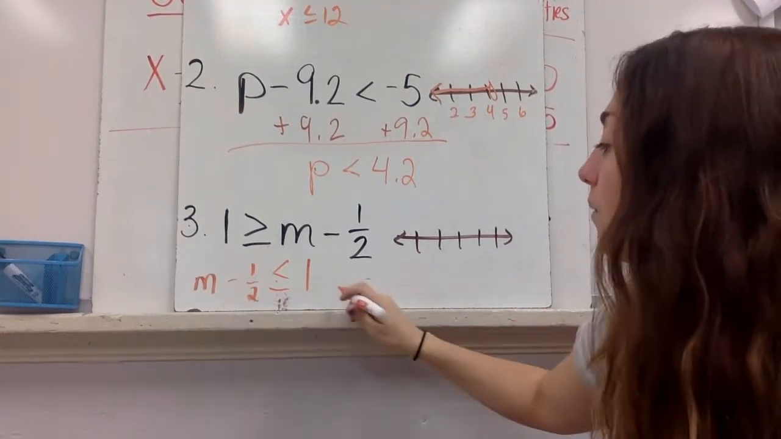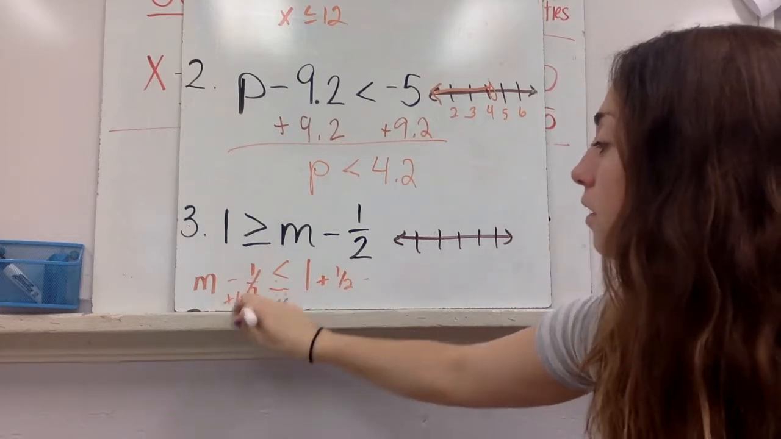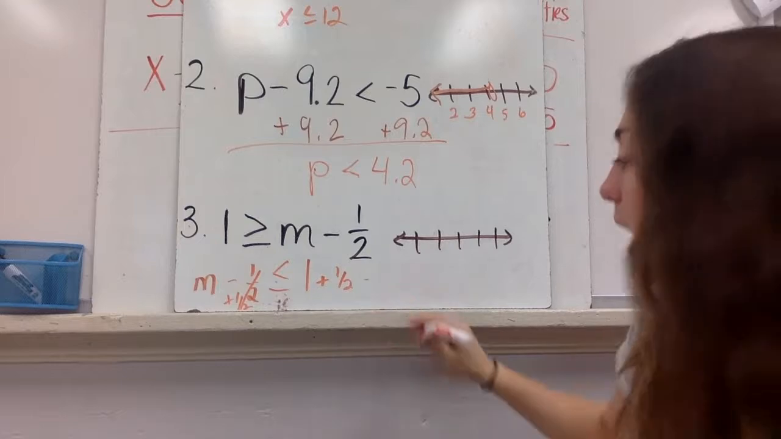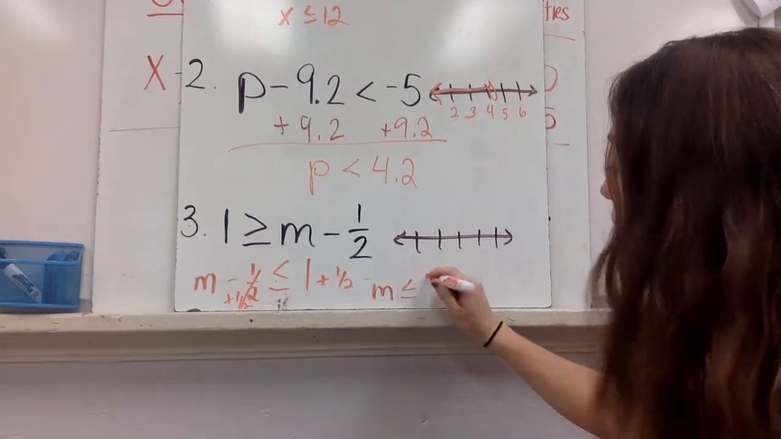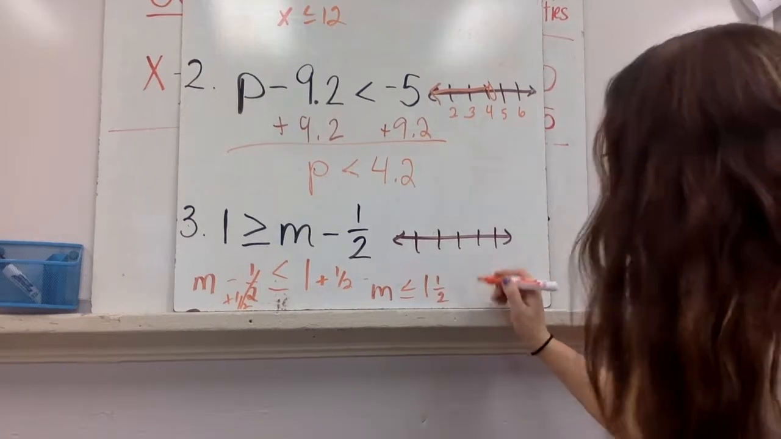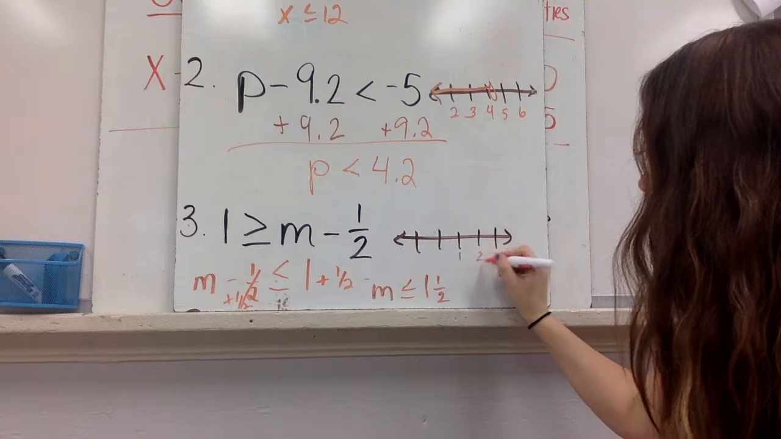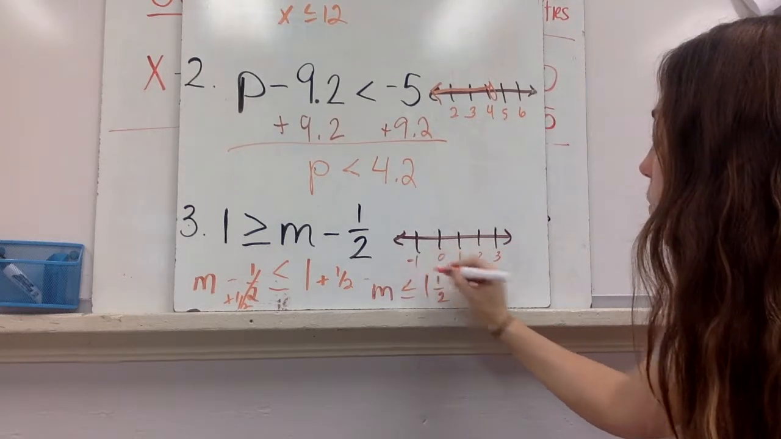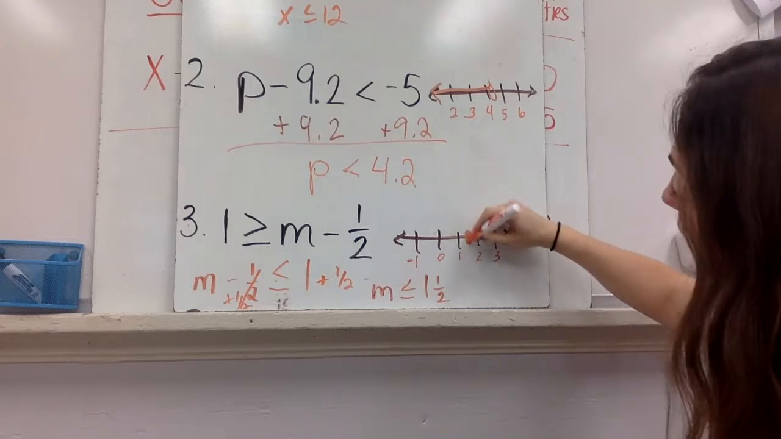So now I add 1/2 to both sides. Add 1/2, and I get 1 plus 1/2, and m is then less than or equal to 1 plus 1/2, which is 1 and 1/2. So again, I'm going to stick with integers to make my number line. Here's 1, here's 2, here's 3, 0, -1. 1.5 is directly in the middle. It's equal, so it's a closed circle.